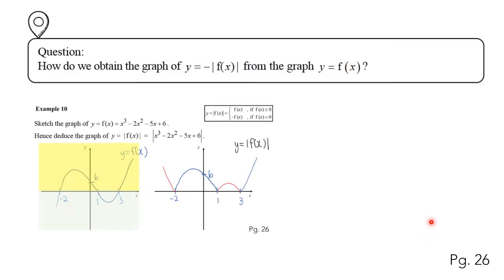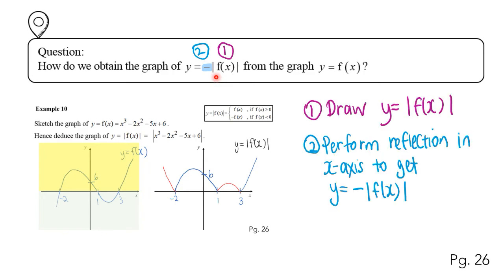Now, if we try to extend the discussion and think about how to obtain this graph of y equals negative of the modulus of f(x), then we see that there is going to be more than one kind of transformation involved here. The first one is quite obviously the modulus function, right? So modulus of f(x). But the second one is to introduce this negative 1 over here. So there are two transformations involved here.